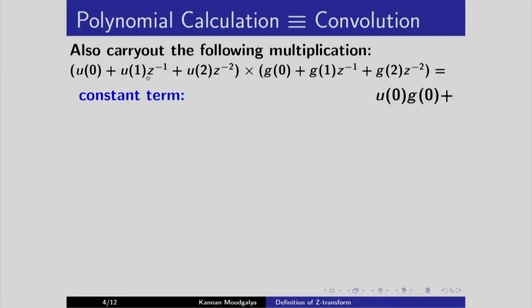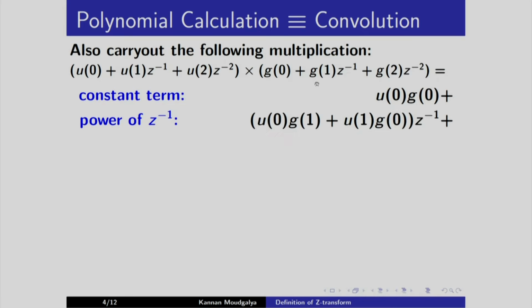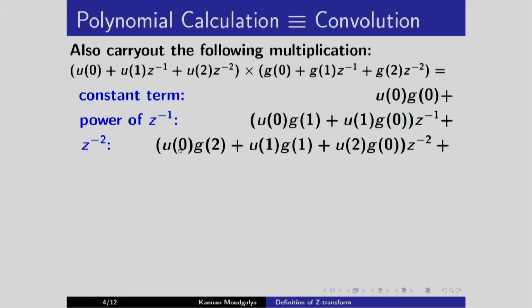What about the coefficient of z power minus 1? That will be u0 g1 and u1 g0. These are the only two combinations. What about power of minus 2? Z power minus 2 will have three terms: 0 and 2, 1 and 1, and 2 and 0. All these combinations add up to 2 here. So the sum of the arguments is equal to the power of z power minus 1.